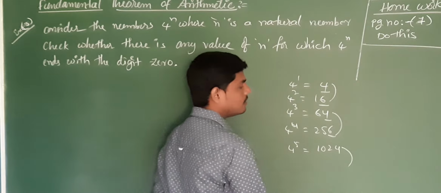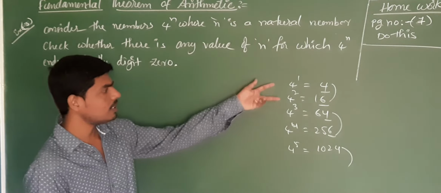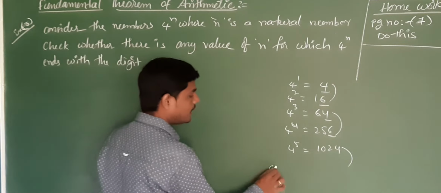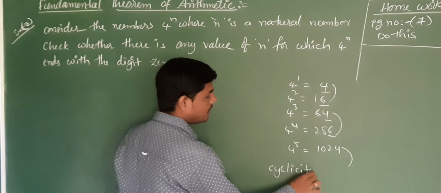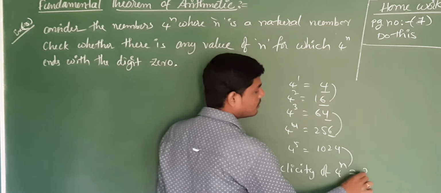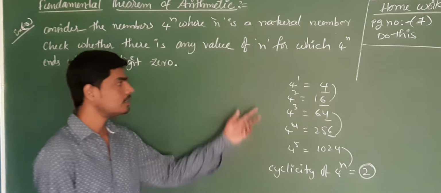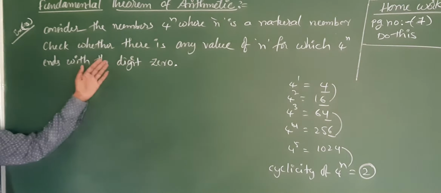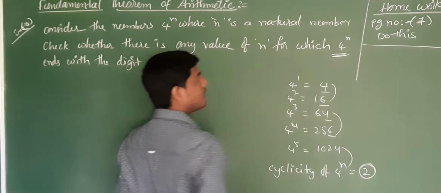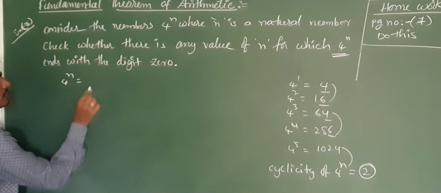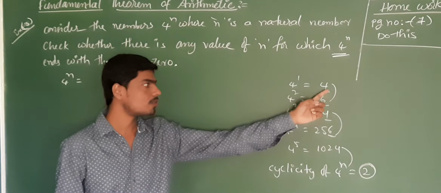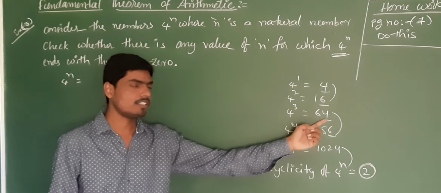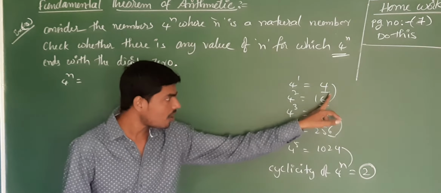That means 4 power 5 is 1024. See, again you are getting 4. So for every 2 numbers, 4, 6, 4, 6 is repeating. That means the cyclicity of 4 power n is 2. But what we need to find is whether, for any value of n, 4 power n ends with 0. In the place of n we took 1, we got 4. We took 2, it's 16. That means there is no 0 in the ones place. 4 power 3 is 64, 4 power 4 is 256. So we are not getting 0 here.